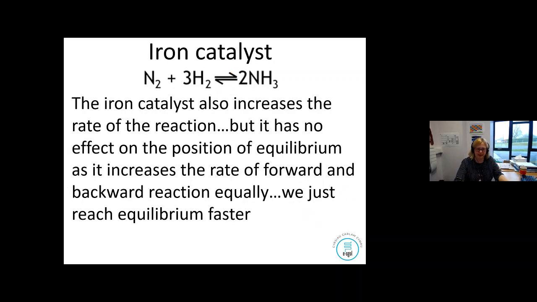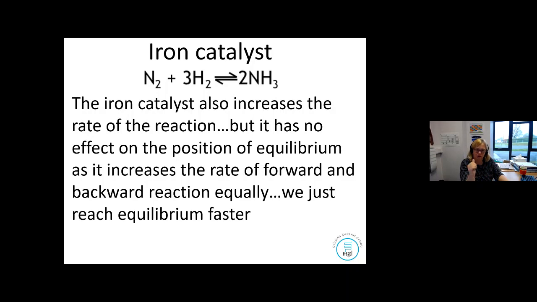Right, catalyst is the third condition you need to know about, but be clear, as I said earlier, an iron catalyst increases the rate of reaction, but it has no effect on how much you make. Okay, so it's not the fact that it makes more ammonia, because it not only catalyzes the forward reaction, but it also catalyzes the backward reaction to the same extent. It simply means that you're getting to that equilibrium in a faster time or a shorter time frame.